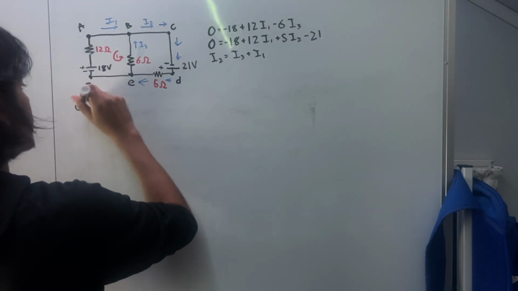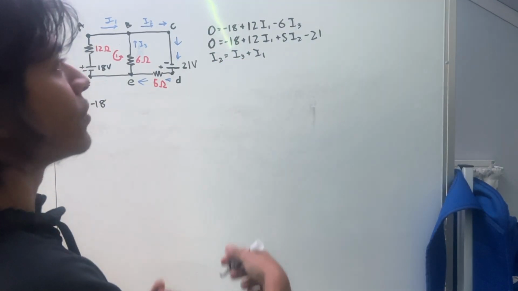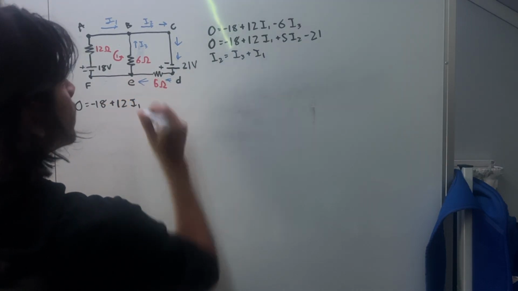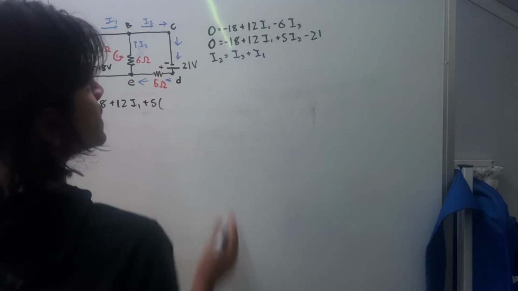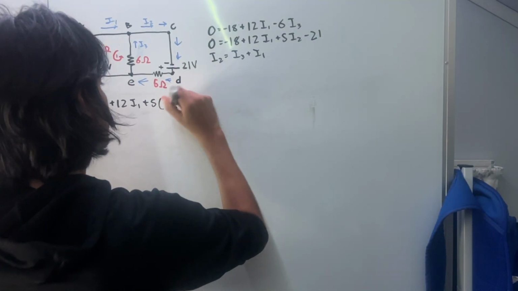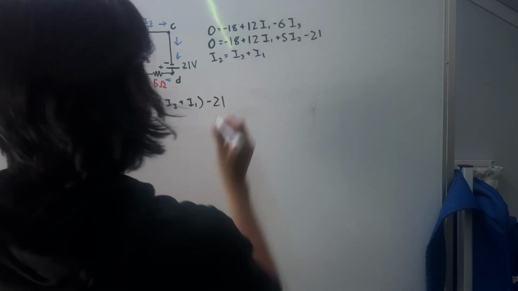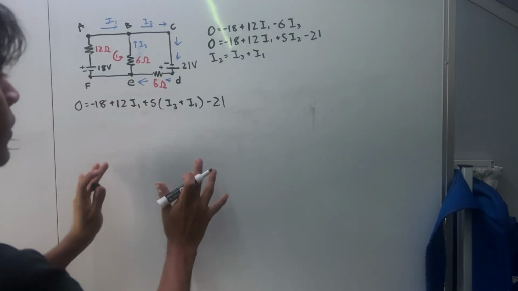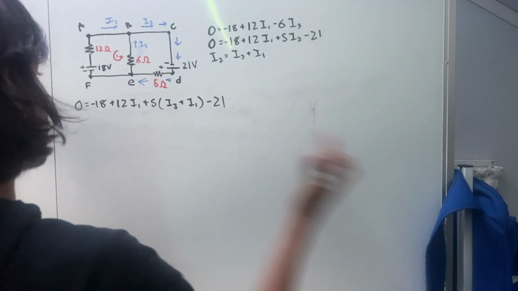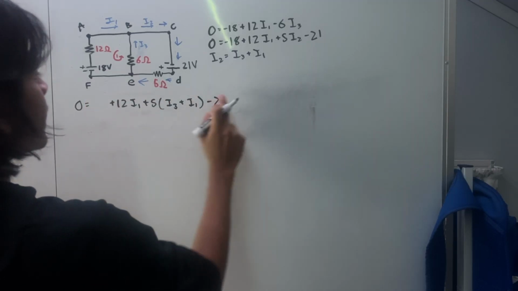So we have 0 is going to be equal to negative 18. I also got rid of the units, so that way it's just less writing. And plus 12I1. And then we have plus 5 times this expression for I2. So we have I3 plus I1. Then we have this minus 21. And before we do anything else, we have this negative 18 minus 21, so we can combine those. When we do negative 18 minus 21, that gives us negative 39.